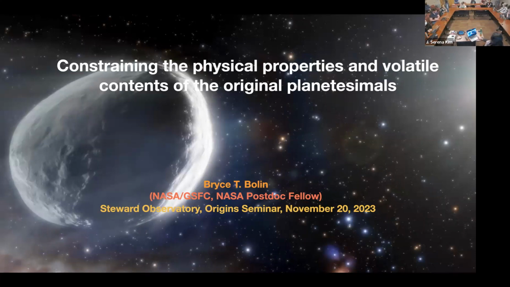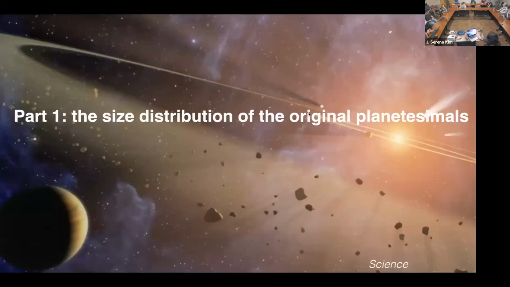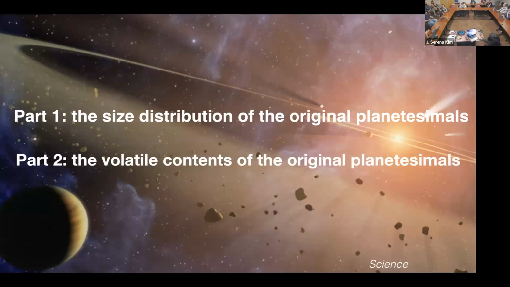So this is a talk in two parts. Part one is going to be on the size distribution of the original planetesimals. Part two will be on their volatile content. As I said, it's a long talk, but I will go through this as smoothly as possible, and we can discuss both parts at the end.